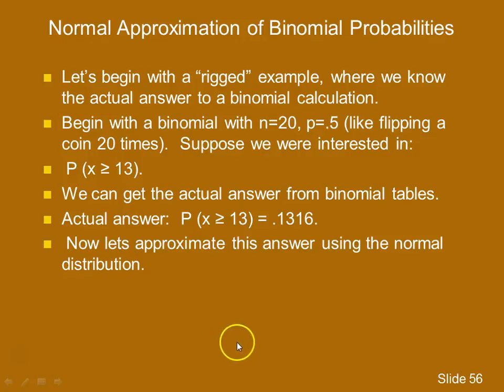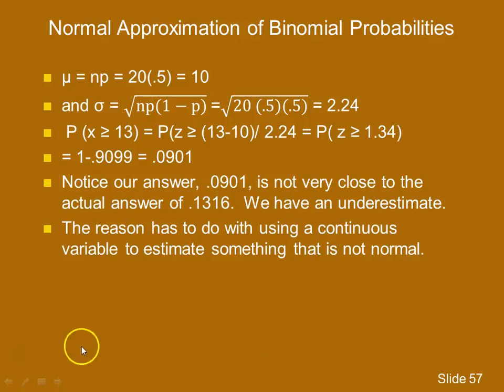Now let's approximate this probability using the normal distribution. First, we have to calculate the mean and standard deviation. 20 times a half is 10. 20 times a half times a half, and taking the square root, is 2.24. So we have a mean of 10 and a standard deviation of 2.24.